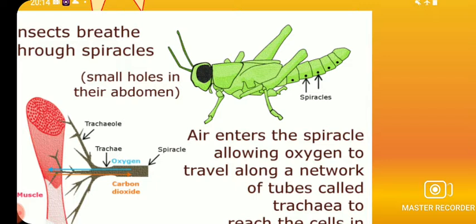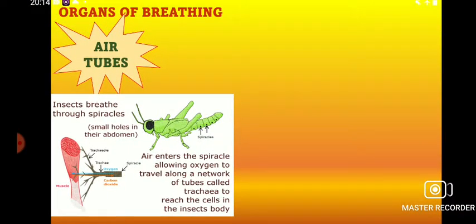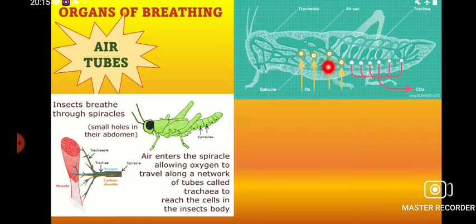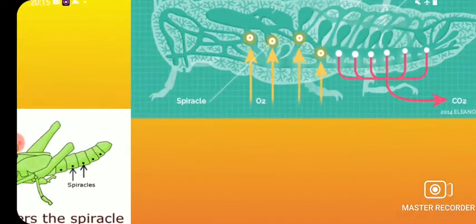And at the same time, in the same way, the carbon dioxide passes through the spiracle and goes out of the body. This is a very interesting mechanism. Even very small insects, you can see they are so very small, have such a peculiar mechanism in their body, that is, the spiracles. So through the spiracle oxygen enters.